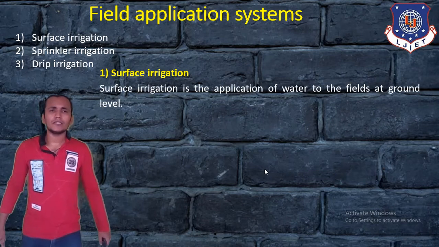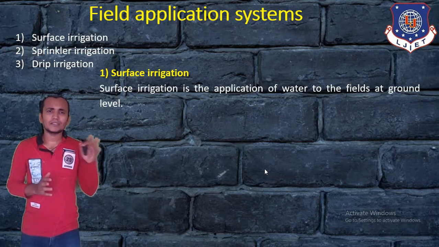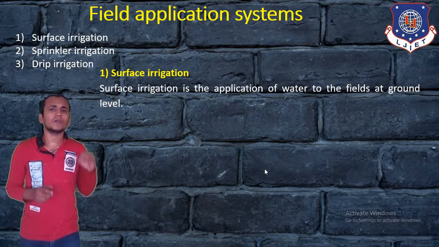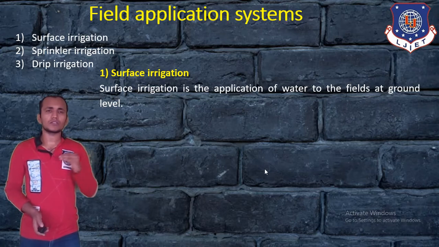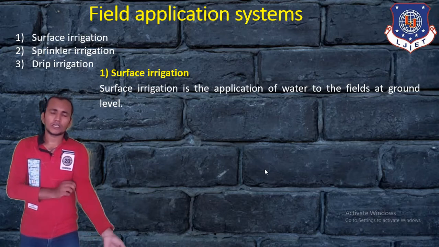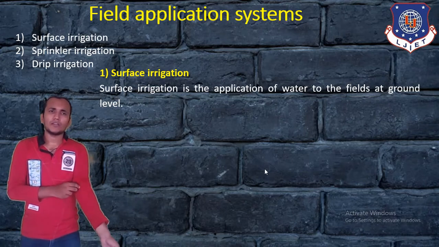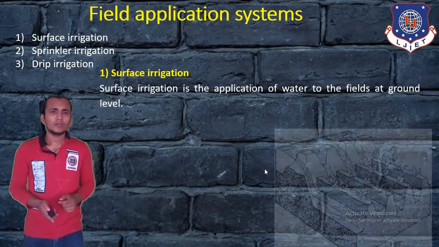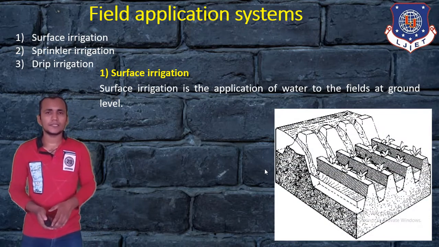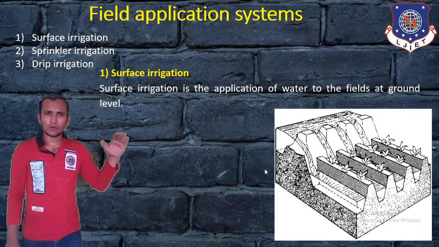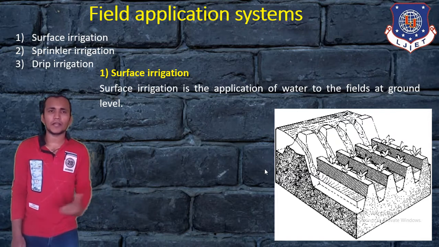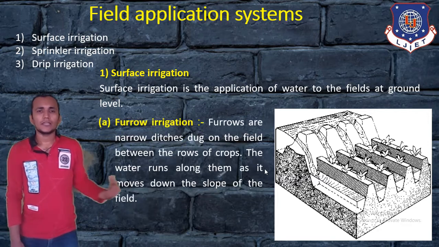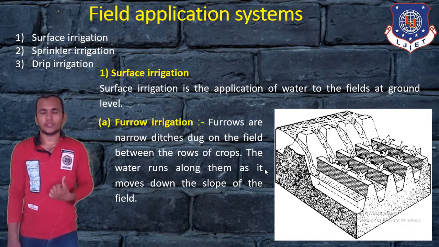Here you can see surface irrigation is an application of water to the field at ground level. So if we have to supply water to our crops at ground level, we can use a surface irrigation system. In this picture you can see the water level is high. We have a reservoir and the crop having some kind of spacing. So that is called furrow irrigation.